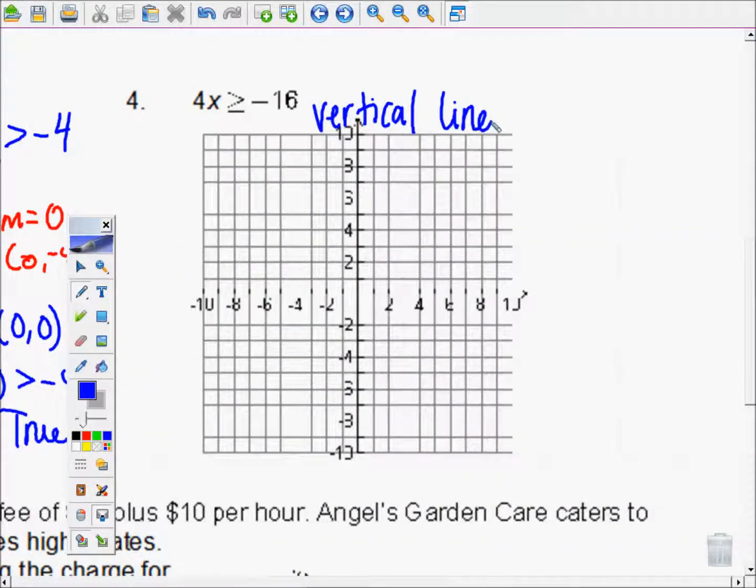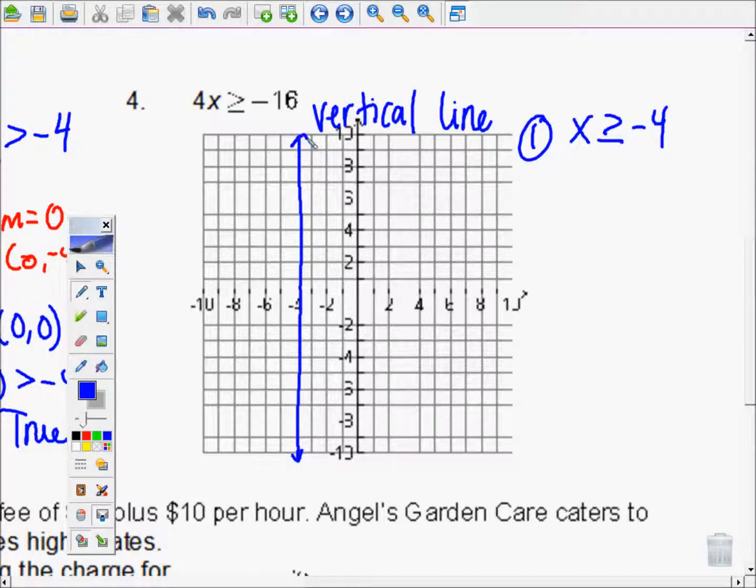Okay, awesome. All right, vertical line. To find a vertical line, we need to get what variable by itself? X. When you got x by itself for step 1, what did you get? X is greater than or equal to -4. So that means my vertical line is going to be at -4. Is it a solid boundary line or a dotted boundary line? Solid.